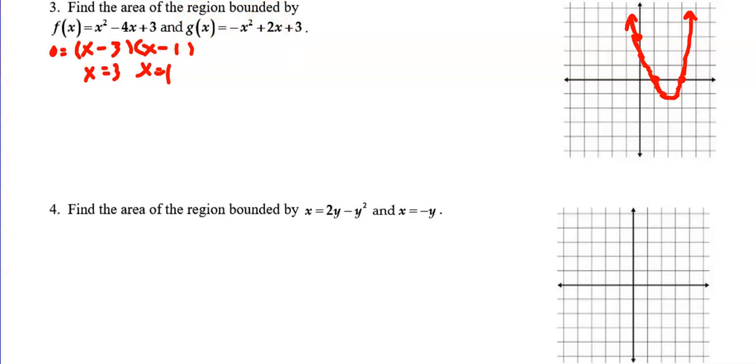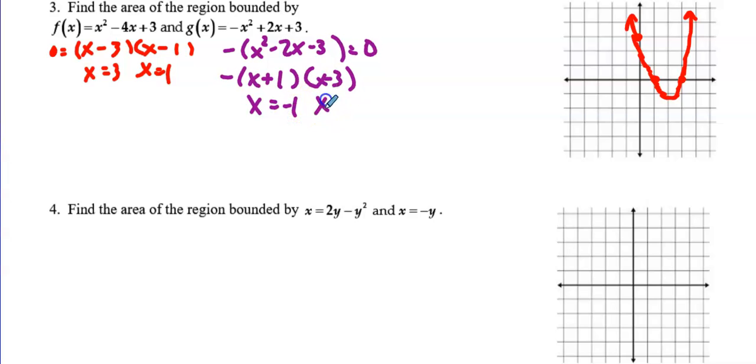I can also then, for this one, pull out a negative, and I'm left with x squared minus 2x minus 3. And then I can go ahead and set that equal to 0, and I can go ahead and factor this out. 3, 1, and then I can do negative here, plus here. So I get x equals negative 1 and x equals 3. That's awesome. And we also know that this intersects also at y equals 3. So we have a graph that looks like this.